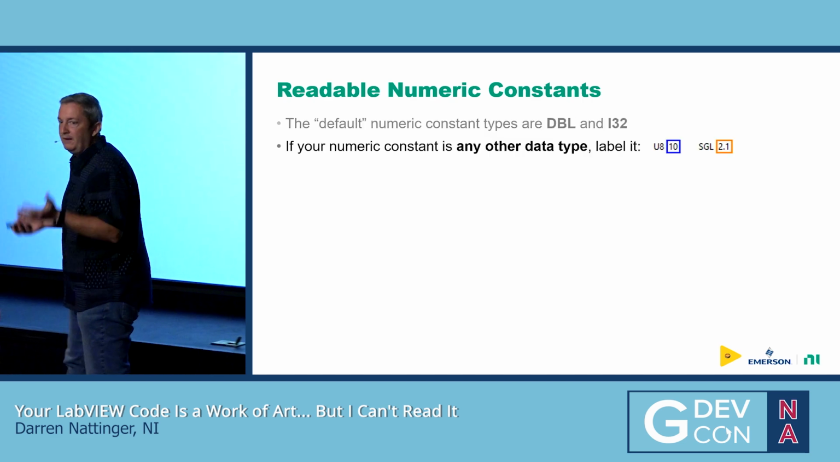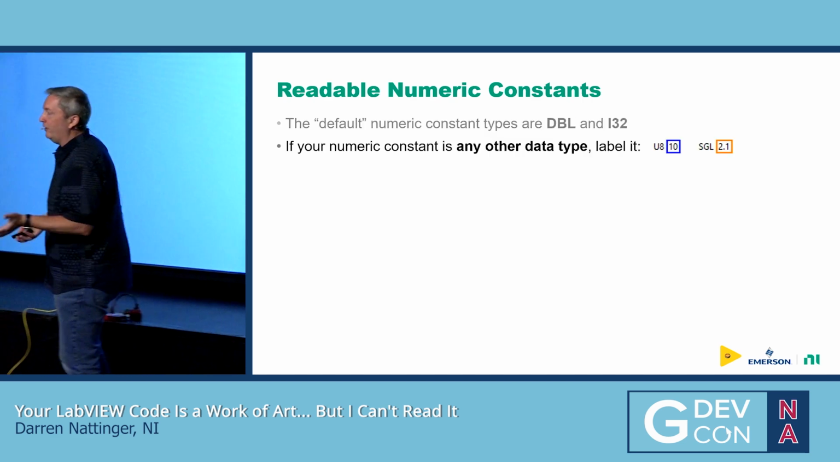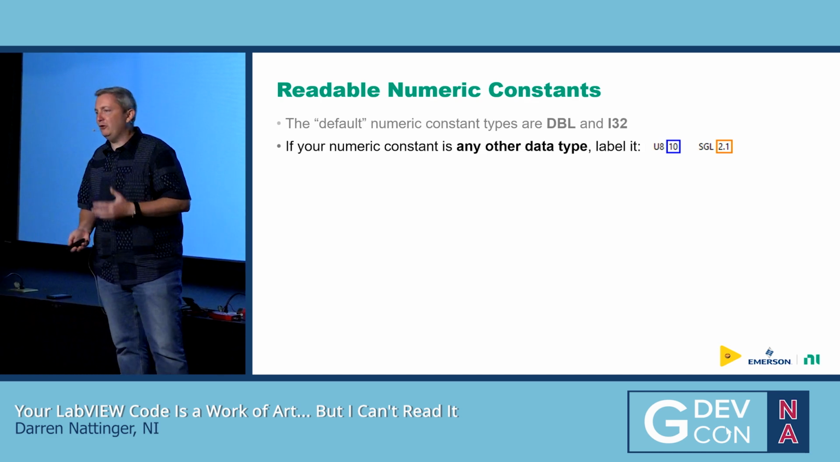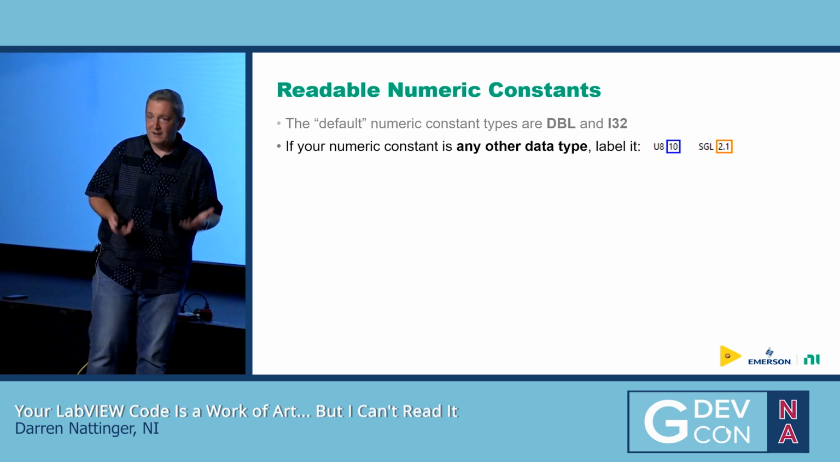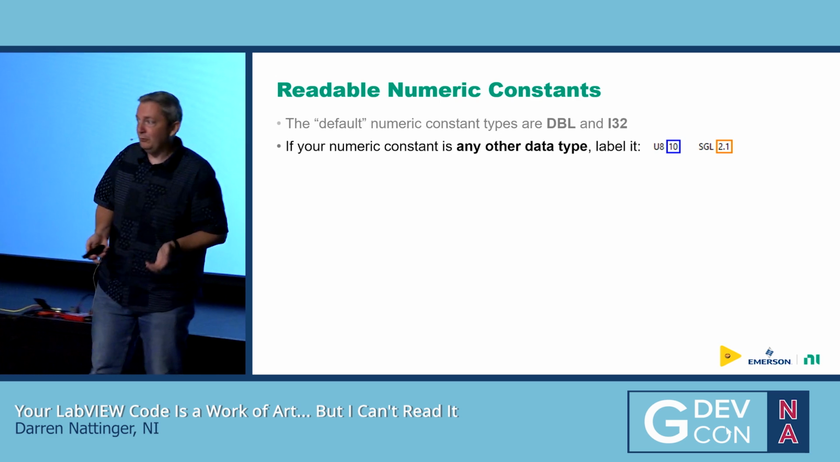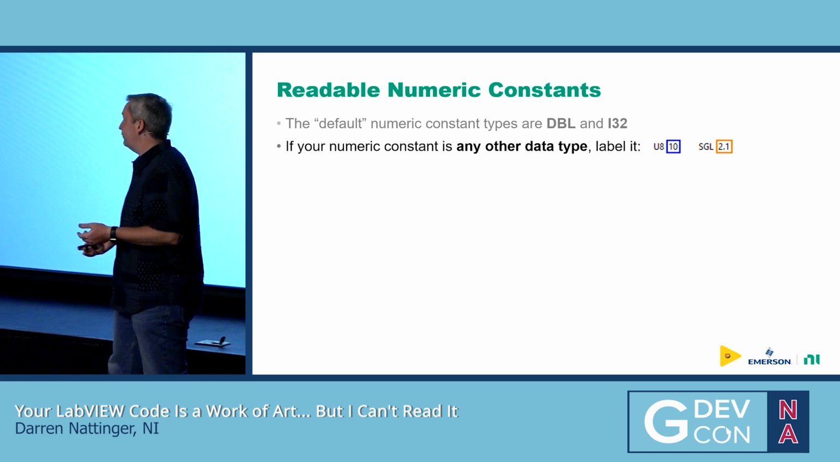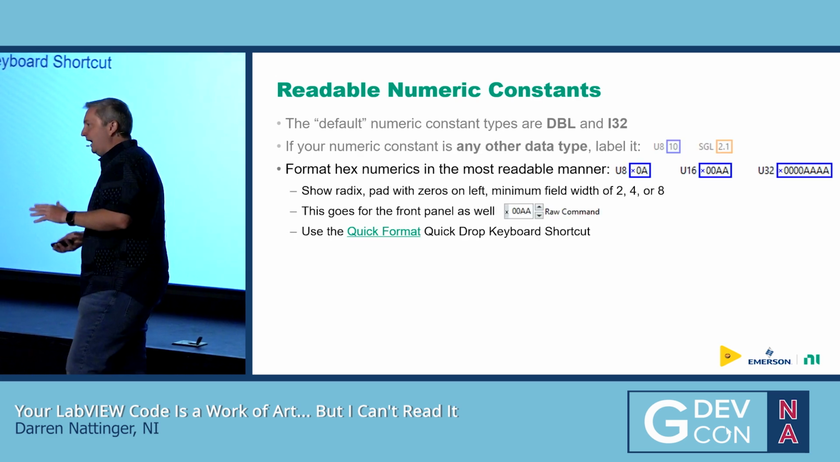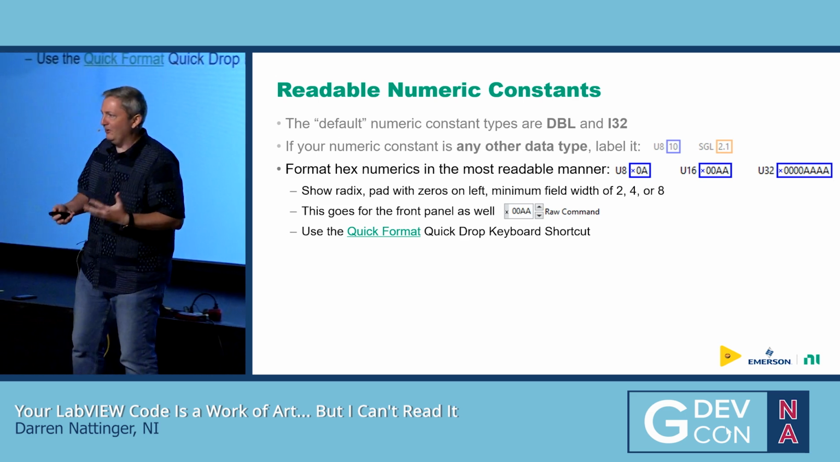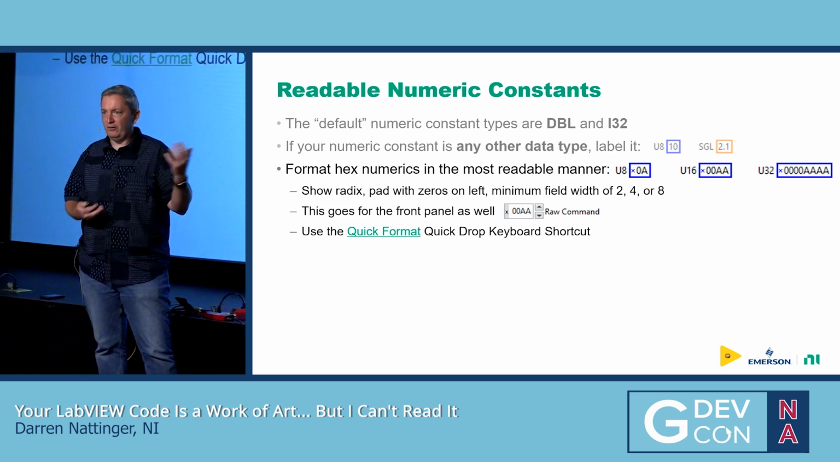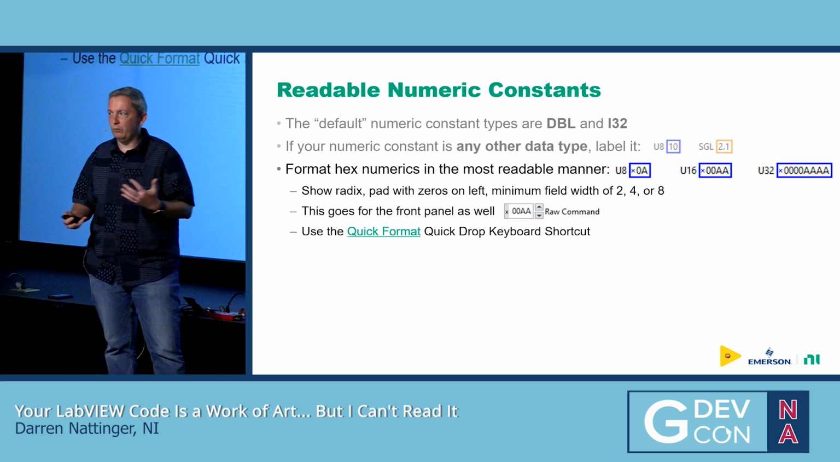Show a label. Label your numeric constants when they are not the default types. If it's an I32, you don't need to label it because everybody assumes it's an I32. If it's a U8, definitely label it, because I'm going to assume it's an I32 unless you're telling me otherwise. And then, I have worked with multiple instrument drivers and such, so I deal a lot with hex numeric values, get the bytes back, check the bytes against whatever.